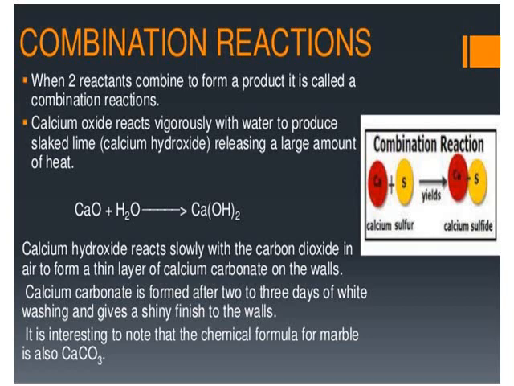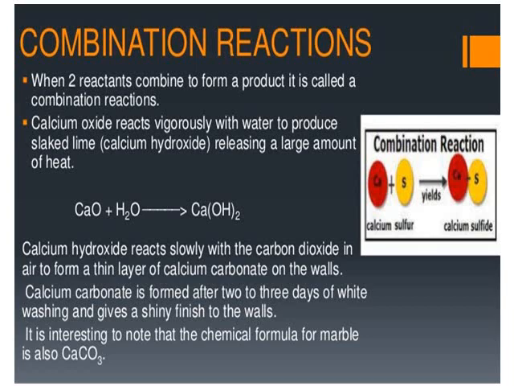Calcium oxide, CaO, reacts vigorously with water, H2O, to produce slaked lime, that is chemically called calcium hydroxide, releasing a large amount of heat. So the chemical equation goes like this: CaO plus H2O gives Ca(OH)2. So this is an example of combination reaction.